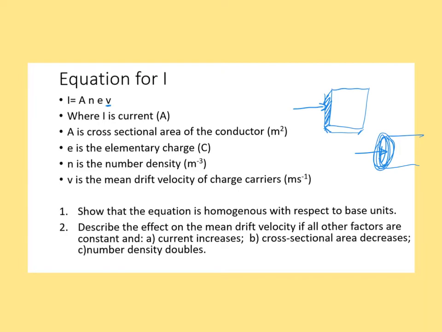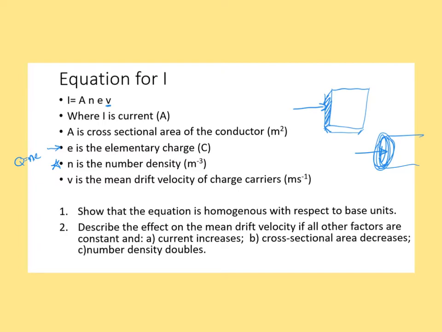So then we have e, the elementary charge. That's a constant. You don't need anything for that. It's just a constant already in the equation. n is the number density. Once again, please do not confuse this with the equation we saw before, the quantization. So here n stands for the number of free charge carriers or number of free electrons per unit volume. And v stands for the mean drift velocity of the charge carriers. So basically the speed, and that's meters per second.